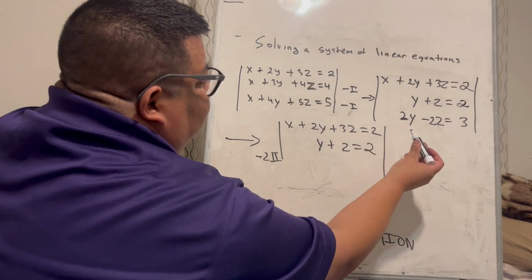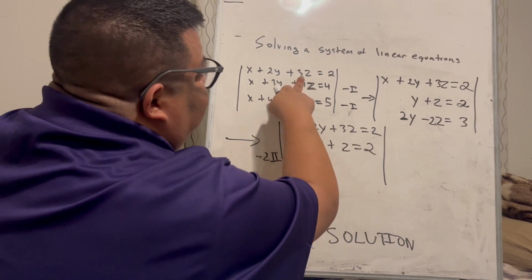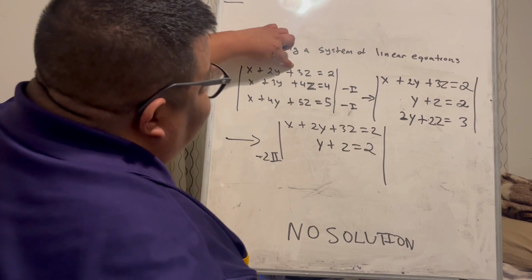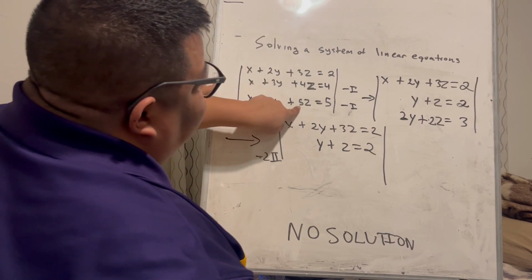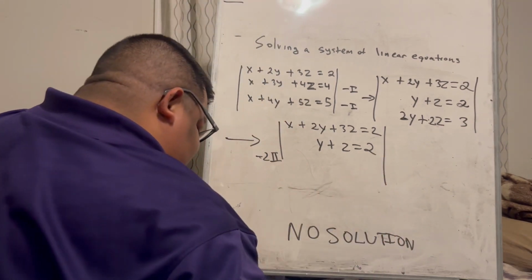Actually, this one should be positive, because if you think about it, it'd be -3z plus 5z, that gives you 2z. So that should be positive.